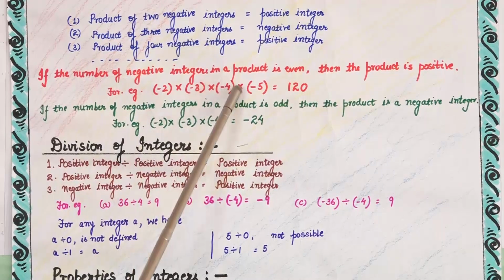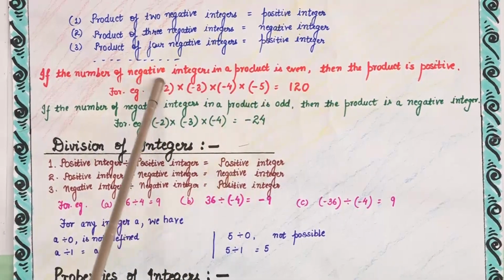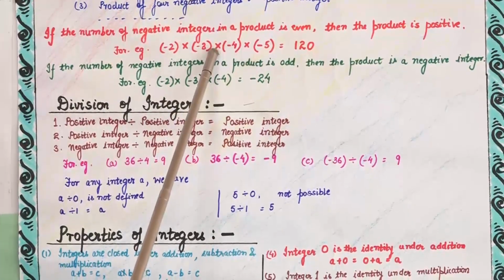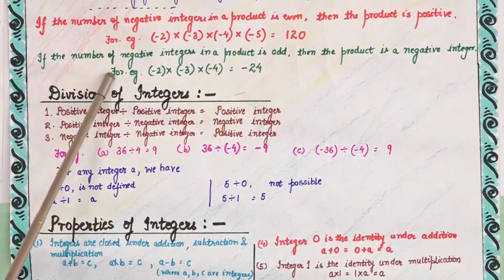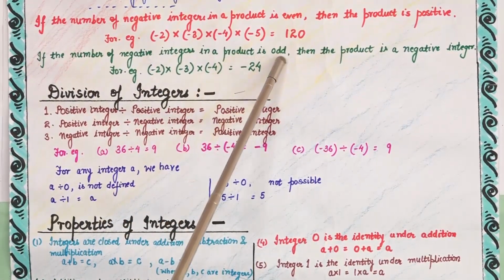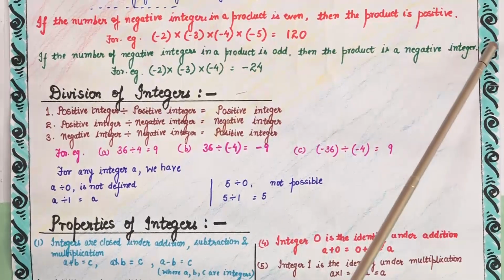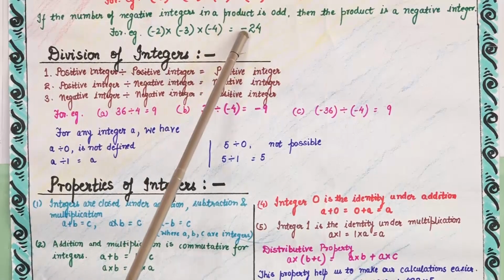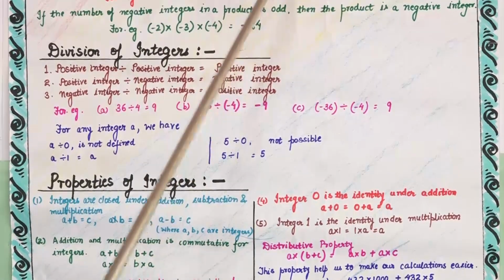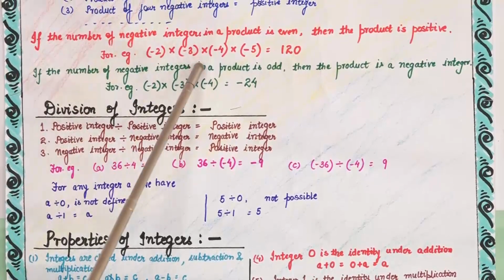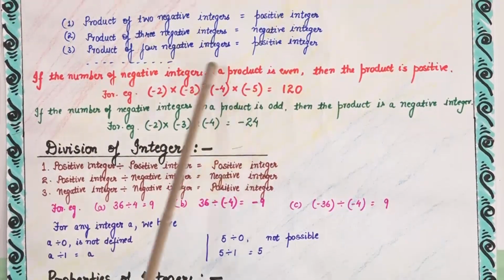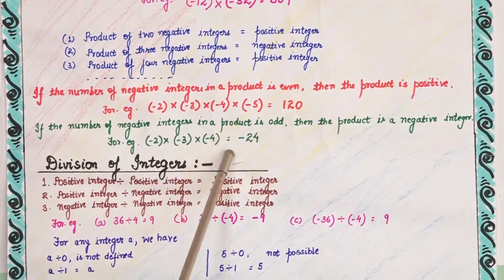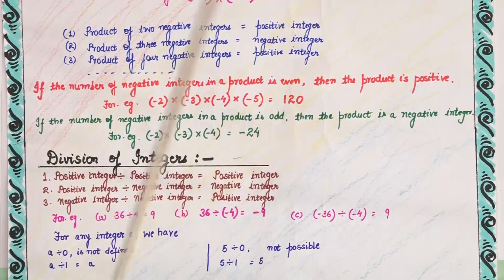Now 1, 2, 3, 4. That means we are multiplying four negative integers, so our answer will be a positive integer, because you know that 4 is an even number. And if the number of negative integers in a product is odd, then the product is negative. Here we are multiplying three numbers and 3 is odd, so our answer will be minus 24. That means what we have learned is that when we multiply an even number of negatives, our answer will be positive, and when we multiply an odd number of negatives, our answer will be a negative integer.